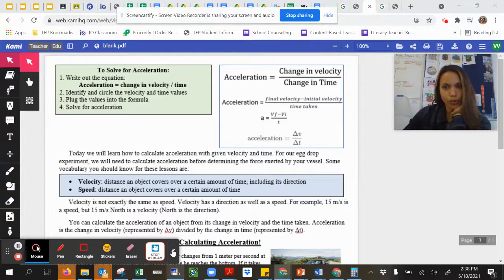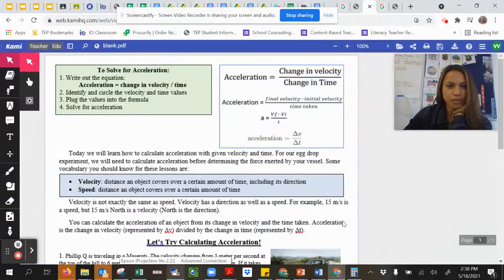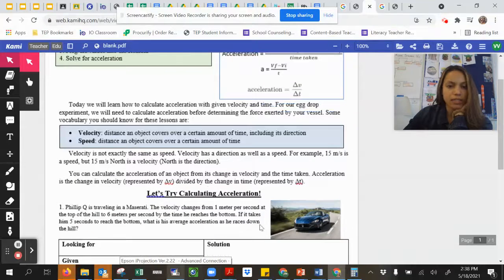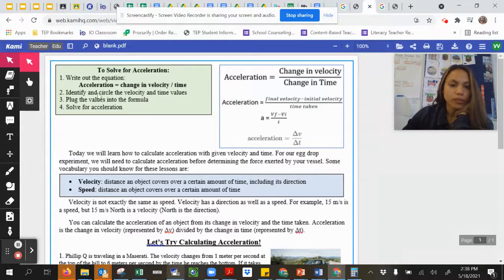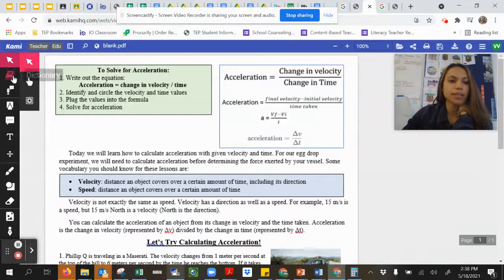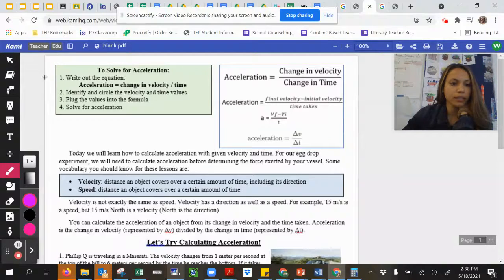Hello. Okay, let's go over this next calculating acceleration task. So you should have read this. This is going to be really important today. So I'm going to start for us.